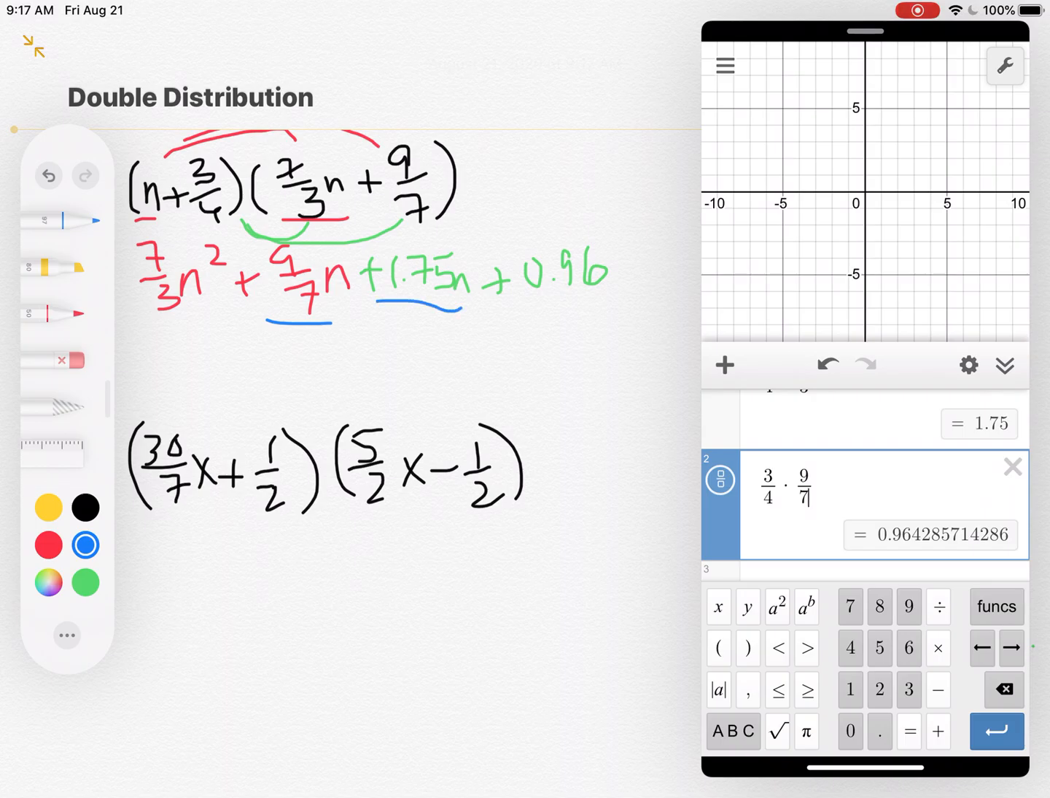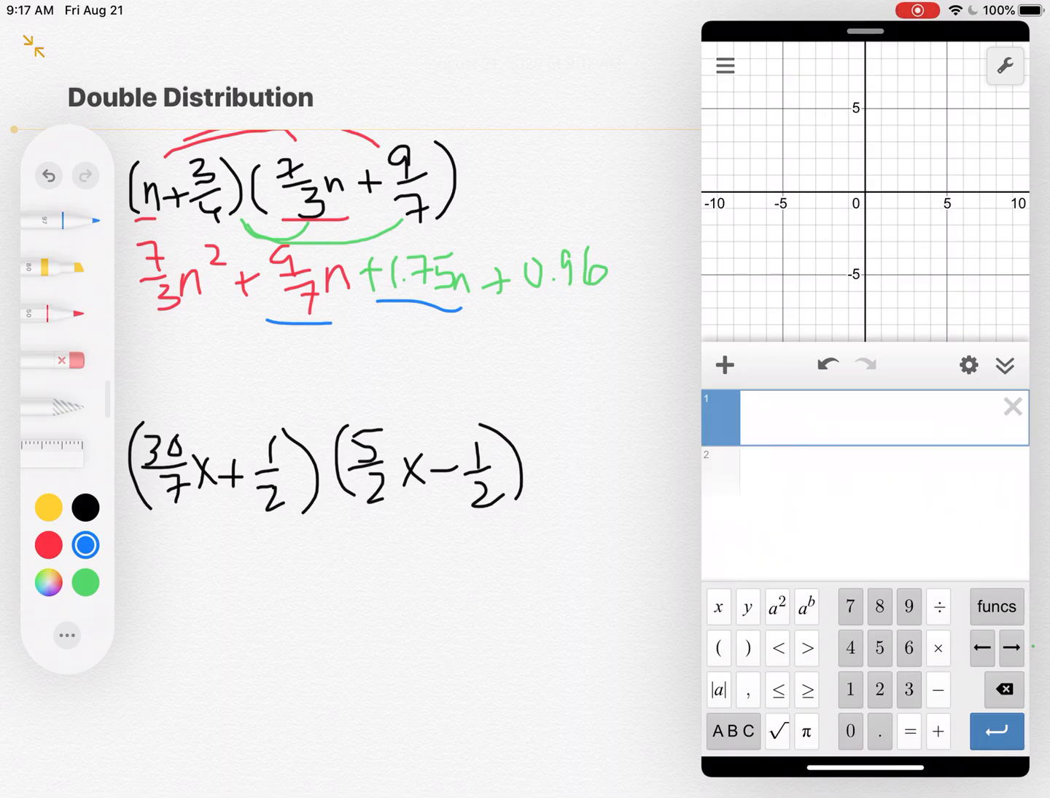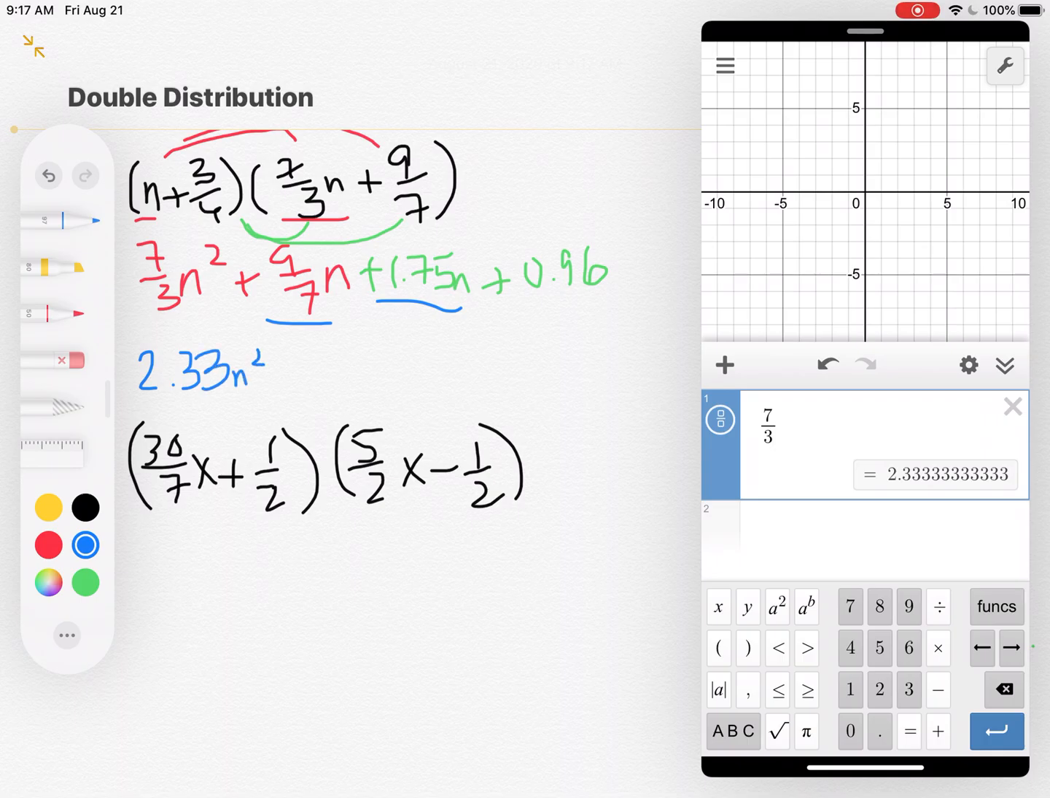We need to combine these like terms in the middle, but I'm also going to switch that 7 over 3 into a decimal. The way I can do that is I can just do 7 divided by 3, and Desmos will tell me that's the same as 2.33n squared. Usually we don't see answers with decimals and fractions mixed, that's why I'm having you do that.